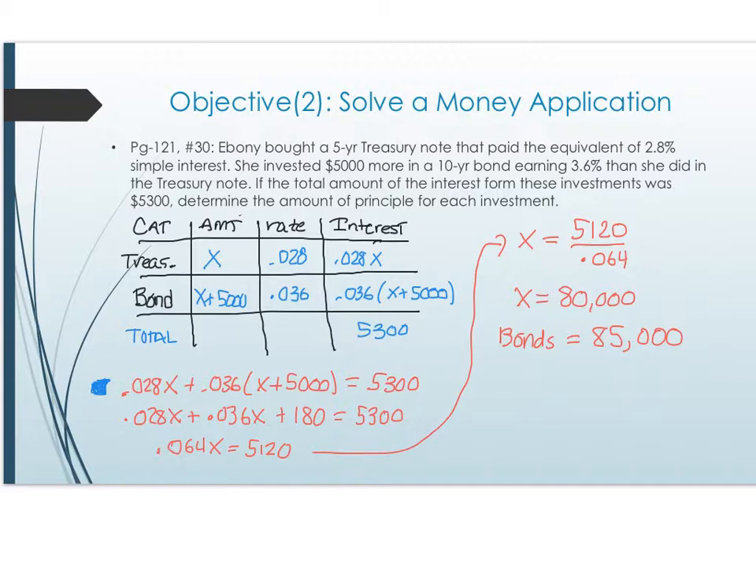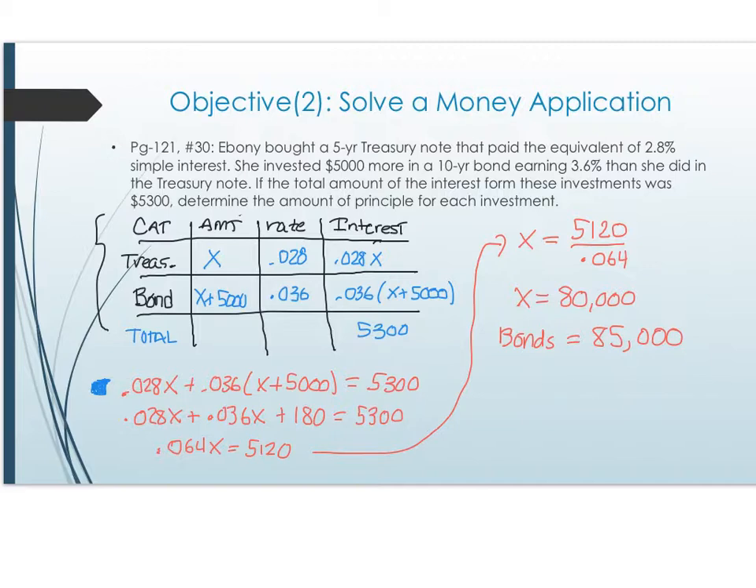So in this case, we're going to use what we call a table. At the top of the table, we have category, amount, rate, and interest. And then for the categories, we have the Treasury and the bond. So we're going to let the amount that she invested in the Treasury be x, because the amount that she invested in the bond was x plus 5,000.